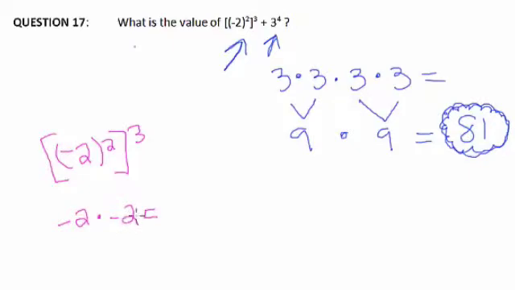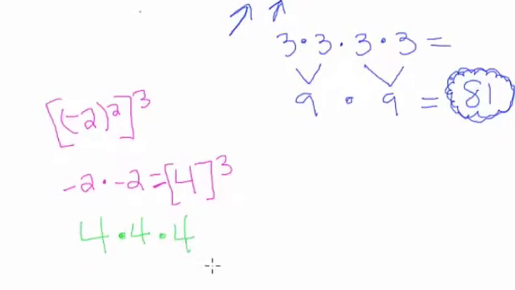So negative 2 times negative 2, well, let me get rid of that bad looking equal sign. 2 times 2 is 4, but negative 2 times negative 2 is also 4. But that was just what was inside the brackets. So let's add those brackets there. And 4 to the third power. Now, this isn't so bad. Let's change colors again to get fancy. So 4 to the third power just means 4 times 4 times 4.